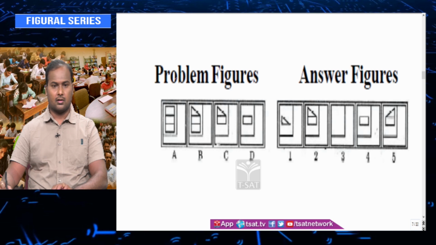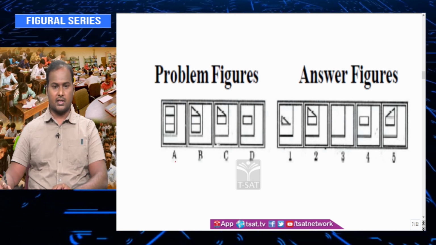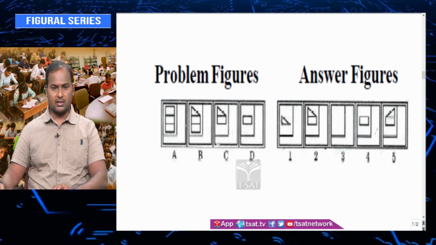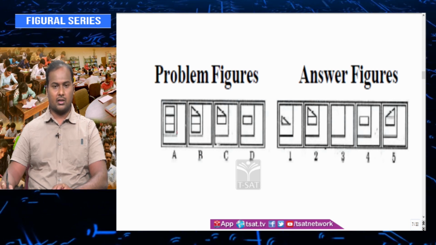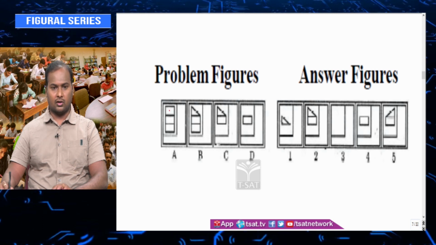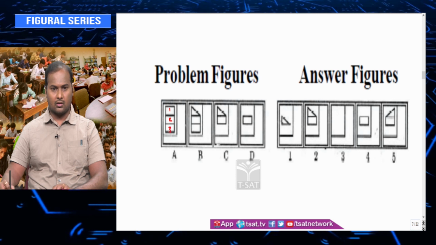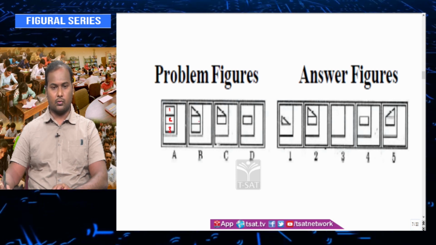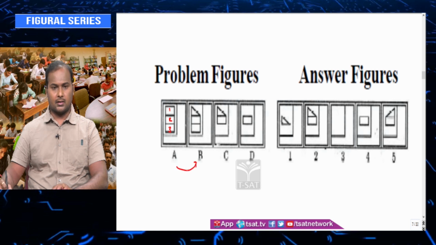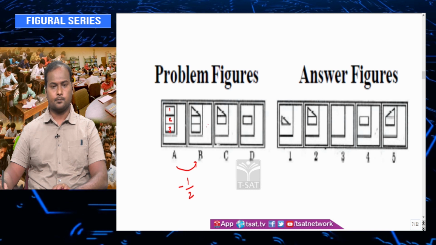See this question. Problem figure and answer figures are there. So, try to observe the change from A to B, B to C and C to D and apply the change and get the answer. See, in figure A, there are total how many blocks? 3 blocks are there. So, this is one block, imagine this is second block and this is the third block. The moment you come to the B figure, half is removed. So, here I can directly say that half of the block is removed. So, minus half I can say.